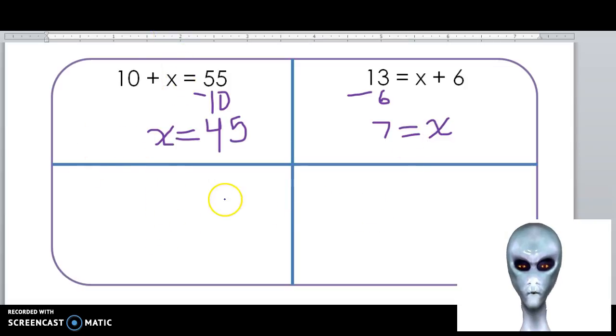In these two boxes here, what I want you to do is come up with your own one-step equations with addition. And in class tomorrow, we're going to solve those as a warm-up. So you want to come up with, you can use any variable. You can use x, p, q, t, z, and I want you to create your own one-step equation in these two boxes.